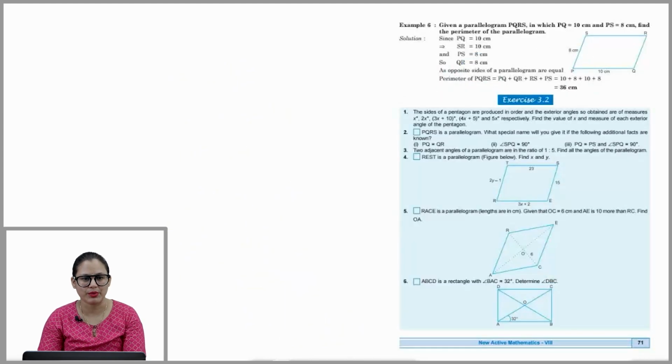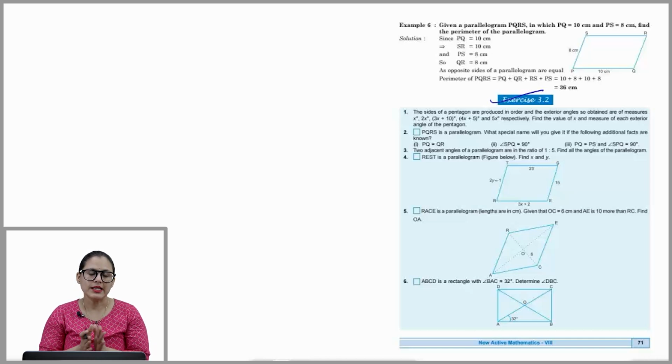Let's do exercise 3.2. Number 1, the sides of a pentagon are produced in order and the exterior angles obtained measure x degrees, 2x degrees, 3x plus 10 degrees, 4x plus 5 degrees and 5x degrees respectively. Find the value of x and the measure of each exterior angle of the pentagon.